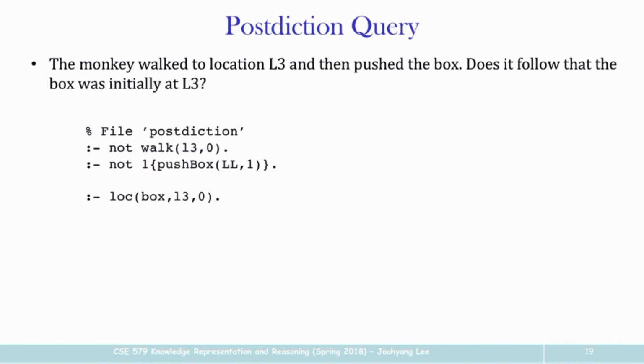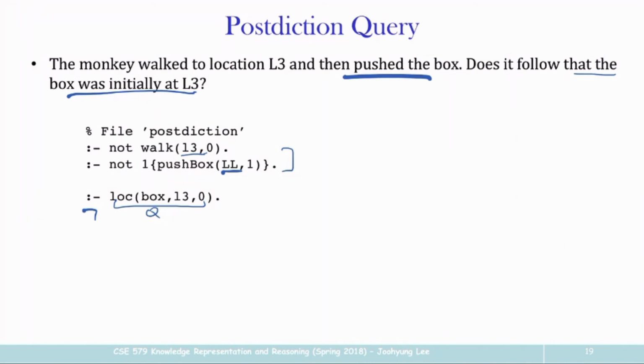Here, this is something that we know. Okay? So note here that in the question, the monkey walks to L3 and then pushes the box. It didn't say at which location the monkey pushed the box. So for that, I actually use a local variable. There's some location LL where the monkey pushed the box. Okay? And we want to find out whether the box was initially at L3. So this is the query. Okay, this is the query, and we put the negation of the query, and then call Clingo to check that there's no stable model.